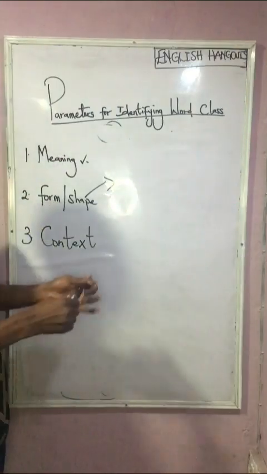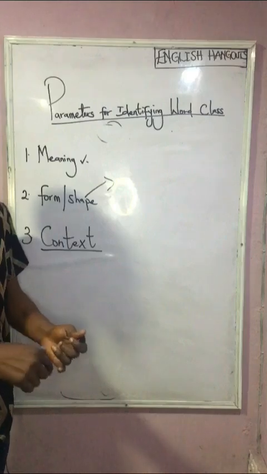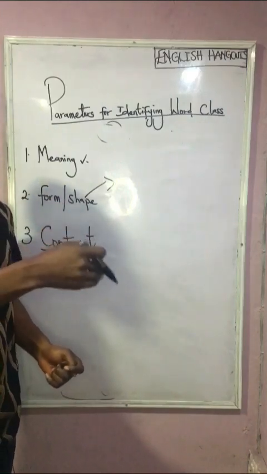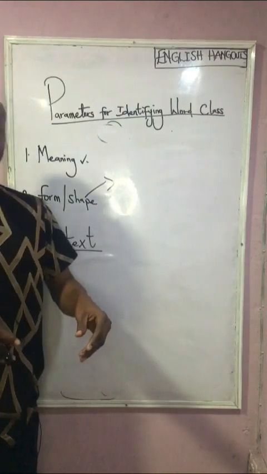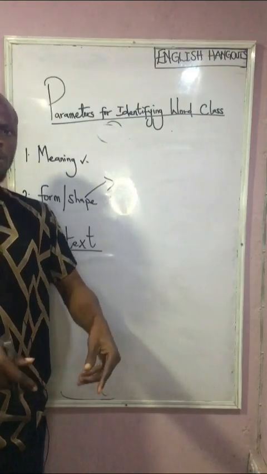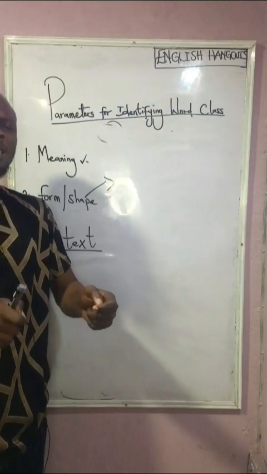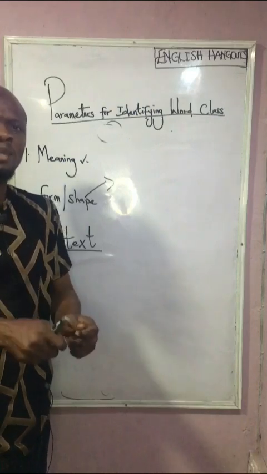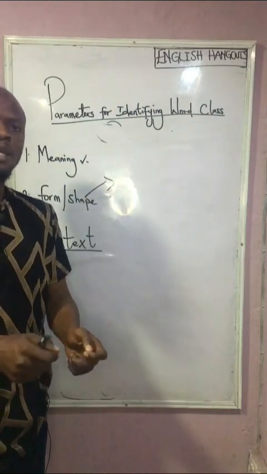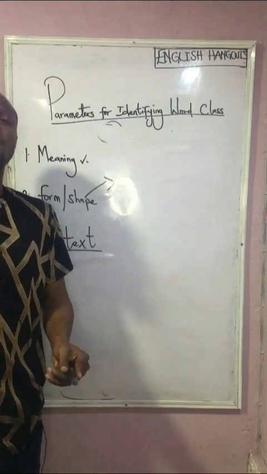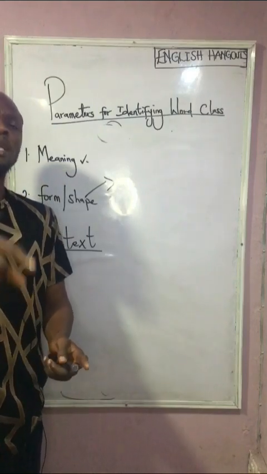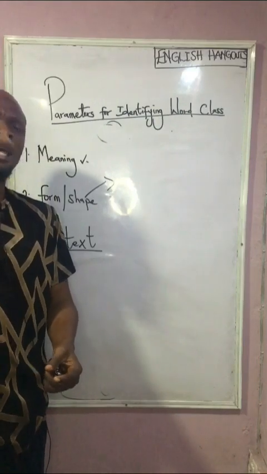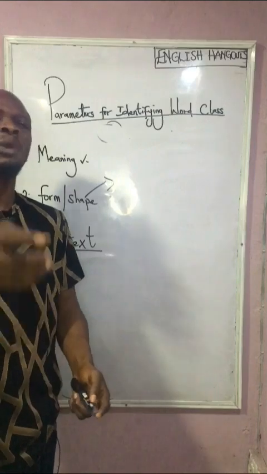Context is the most appropriate, the most acceptable parameter to identify word class. The state, the position, the situation, the environment in which a particular word is being used will determine if that particular item is a noun, a verb, or a preposition. A word can function as a noun. The same word can function as a verb, as an adjective, as a preposition as well as a conjunction.